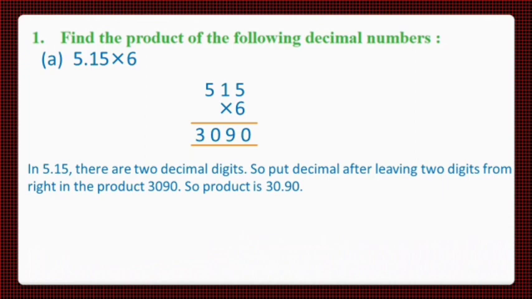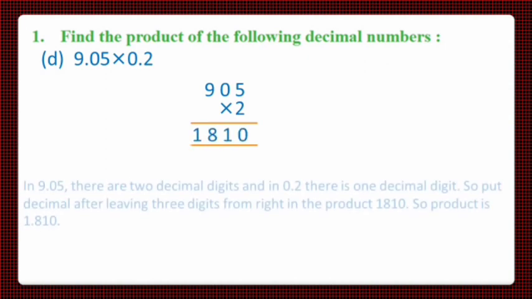So in value 3090 on placing decimal point from right to left by leaving two digits will give us the product 30.90. So after multiplication we get the answer 30.90. Next we'll do the D part.